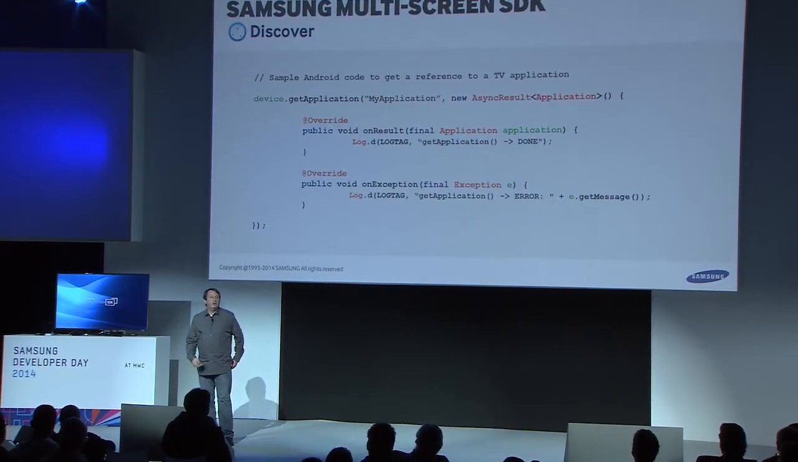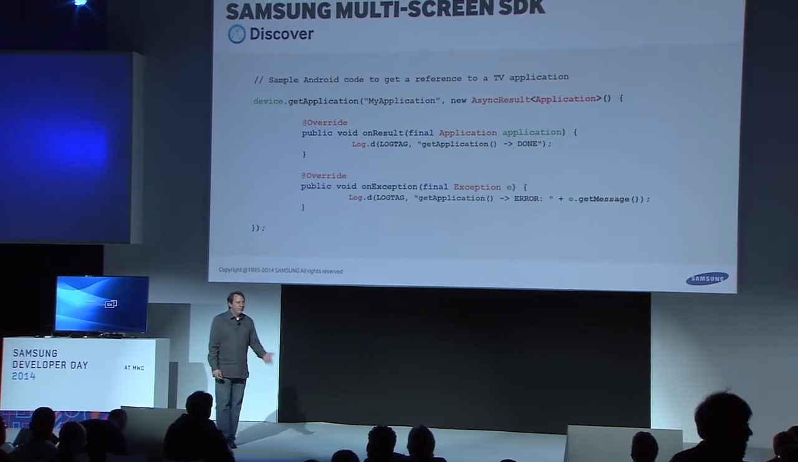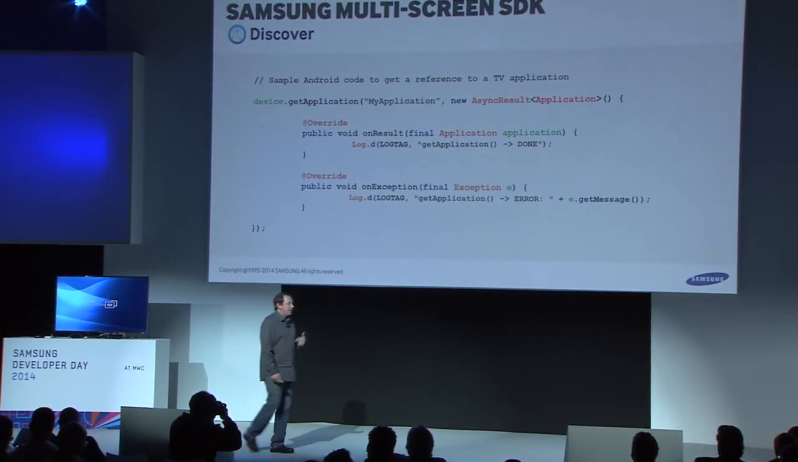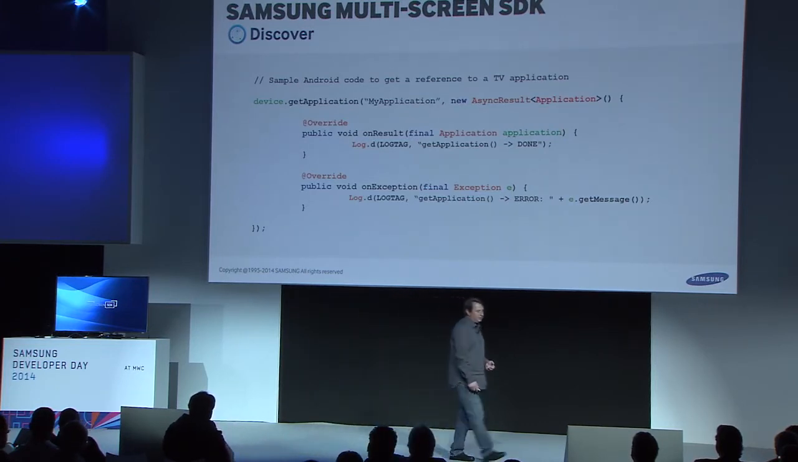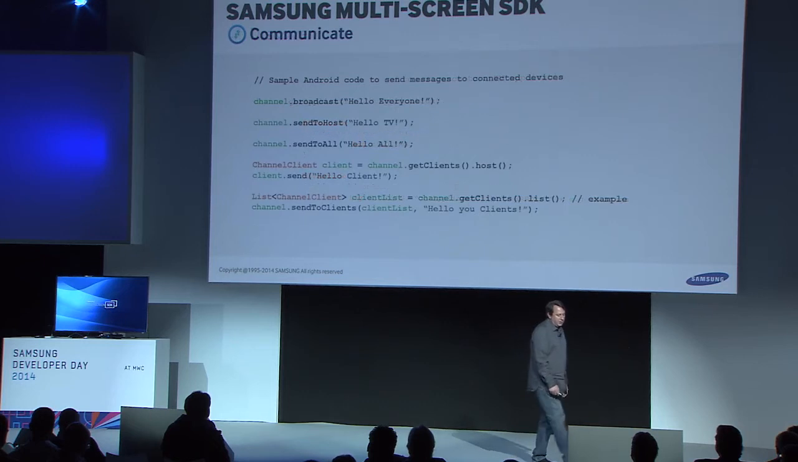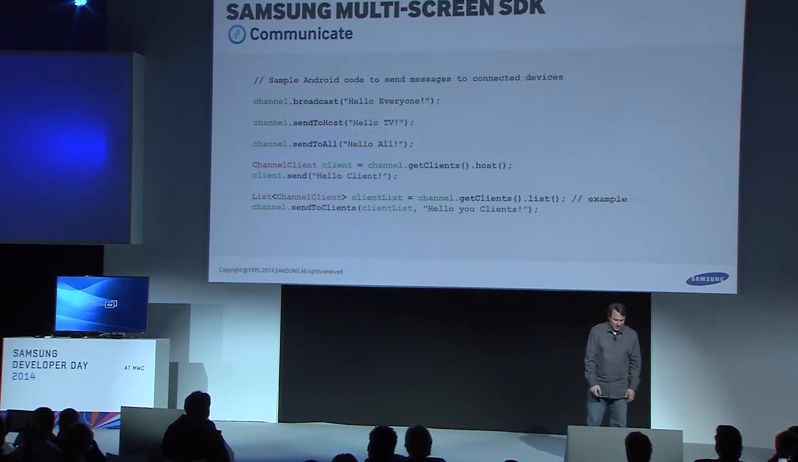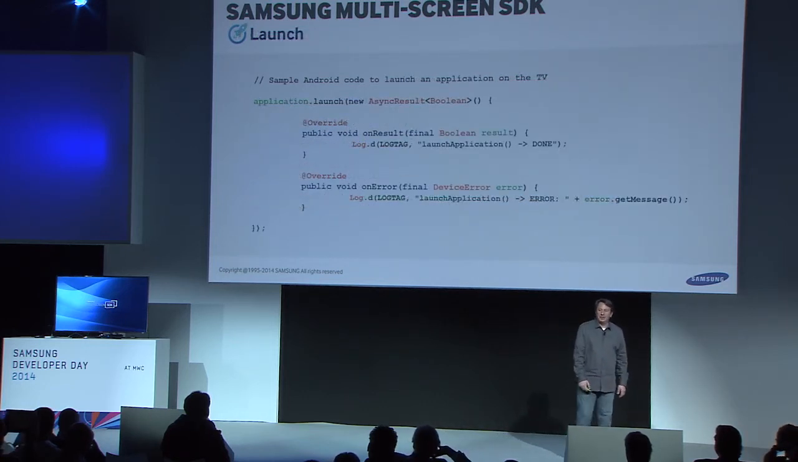Now, the next step is we want to launch our application on the TV. So there's actually 2 steps to this. We'll actually get a reference to our application. This will return you an application instance, which then you can simply call application.launch.